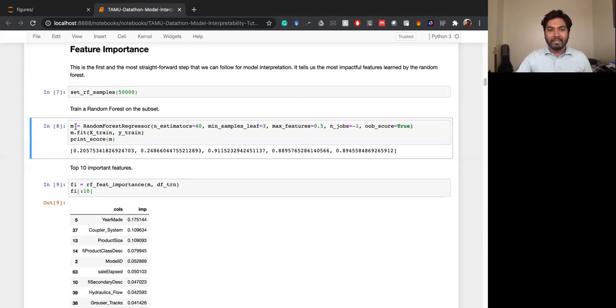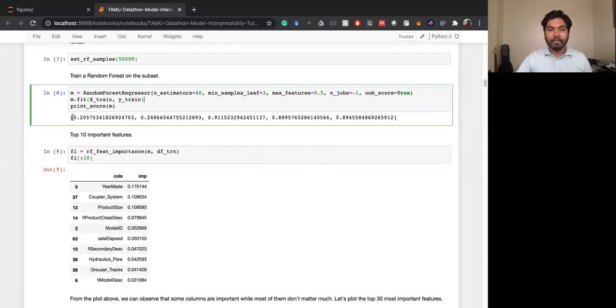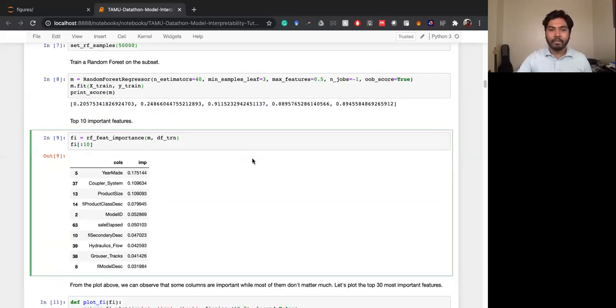In this case, you can see I'm using the random forest regressor from scikit-learn. I've specified the number of trees, the minimum number of samples that should be there in the leaf node, the maximum number of features that each split can use, and here are the values. These are the RMSE values on the training and validation set, and here are the R squared values. So we have reached a pretty decent accuracy here.